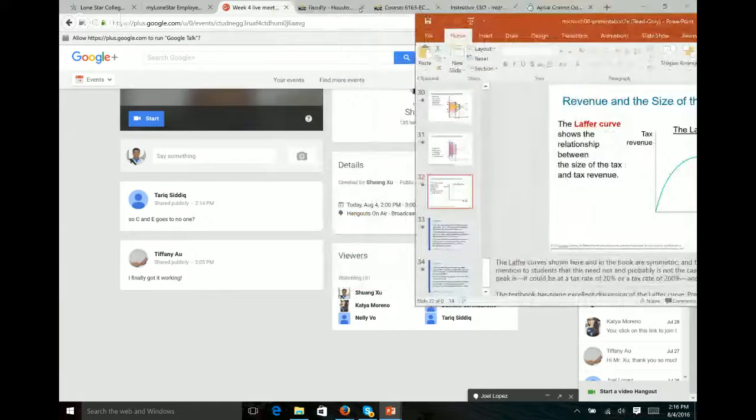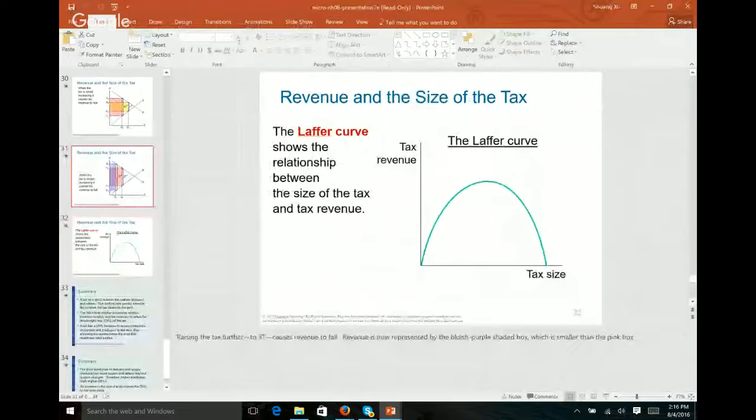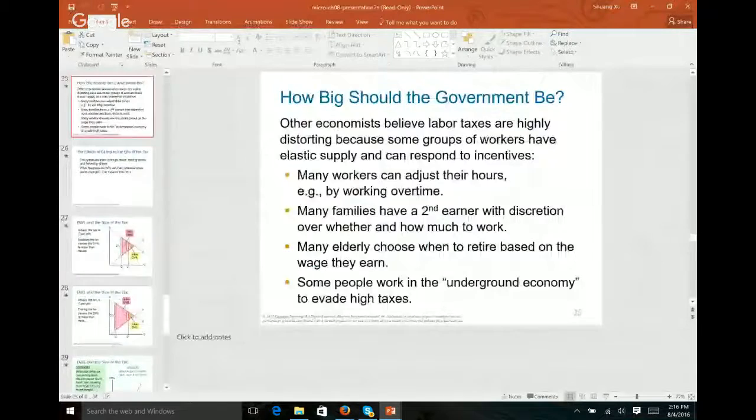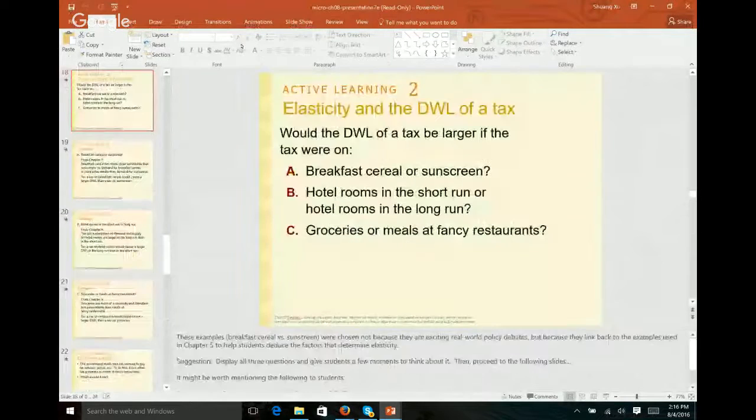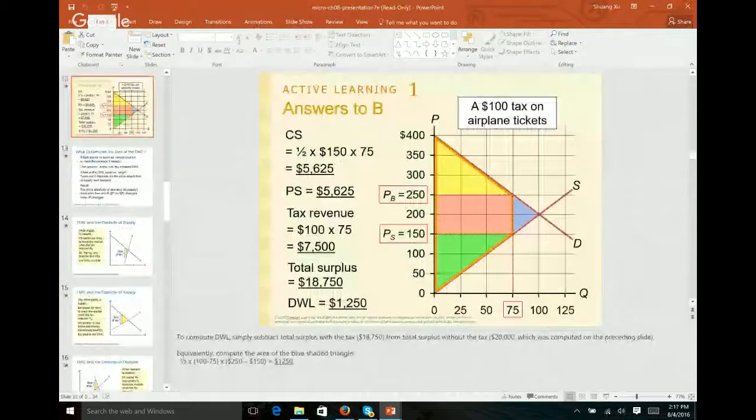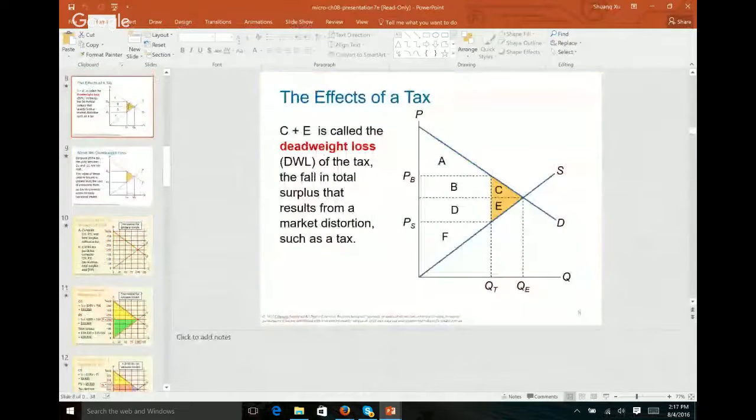Oh, Tariq, I see your question. So C and E goes to 1. You're right. So let me go back. Yeah, guys, when you ask a question, remember, ask me the question through the handout. That way I see it right away. Otherwise, I have to go back and check on it. Okay, and there might be a time delay.